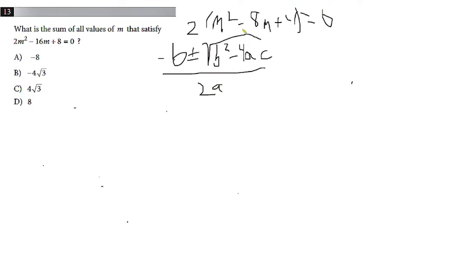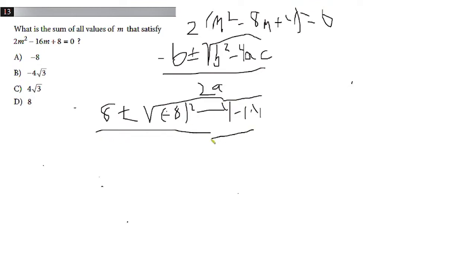Okay, so what you want to do is plug in negative 8 for b, so we get positive 8 plus or minus the square root of negative 8 squared minus 4 times 1 times 4, over 2. And then that's going to equal 8 plus or minus root 48 over 2. And then from there, you can see if you add them together, you're going to get 8.